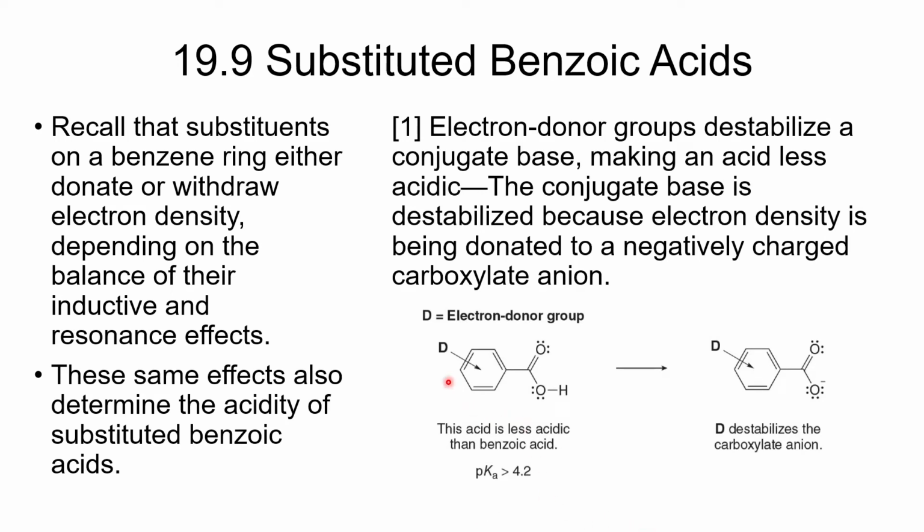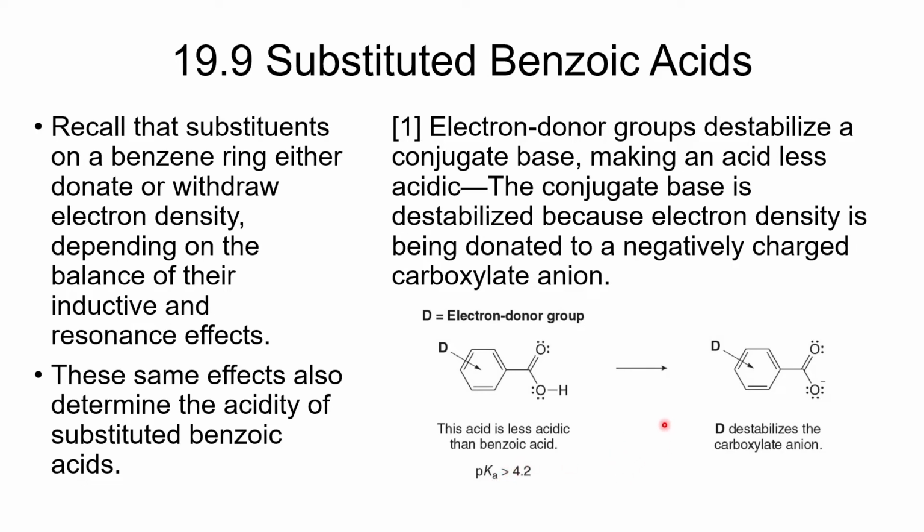So benzoic acid, where our group is just hydrogen, we just have hydrogens attached. Benzoic acid is going to have a pKa of 4.2. If we put an electron donating group on there, that electron donating group is going to add electron density to this ring and make it more negative. That is going to destabilize our carboxylate, which is this. And anything that destabilizes the carboxylate is going to make this less acidic. So we should expect a pKa greater than 4.2.